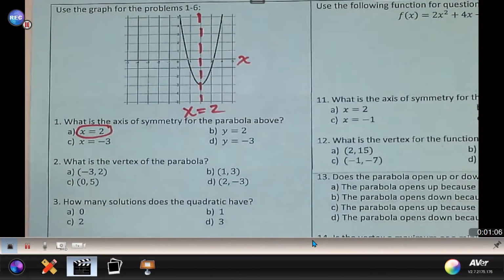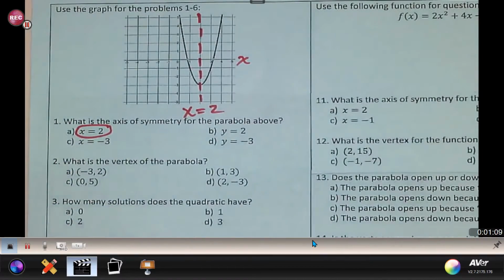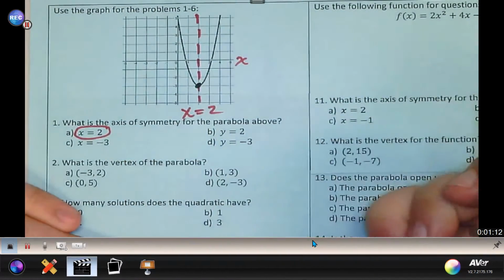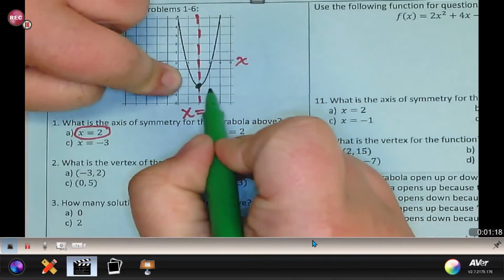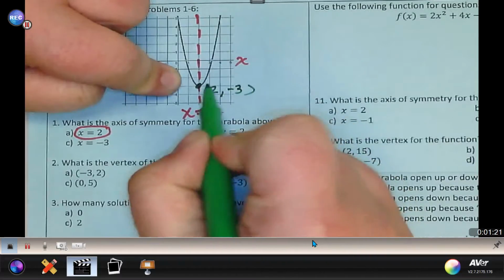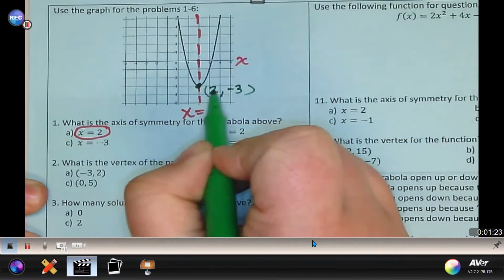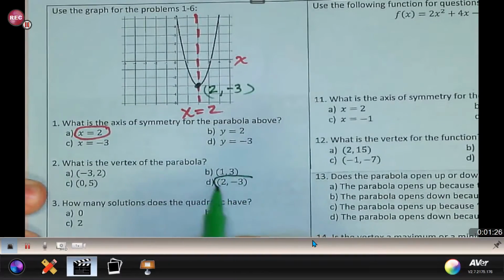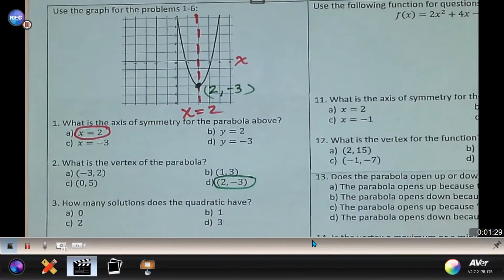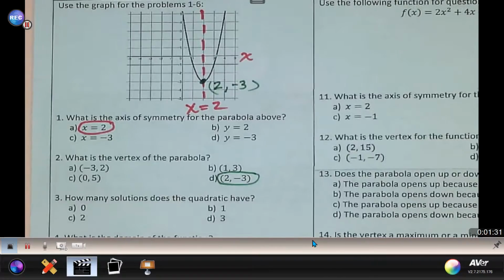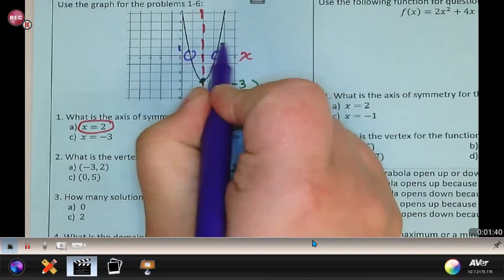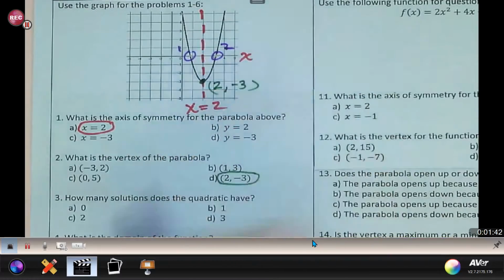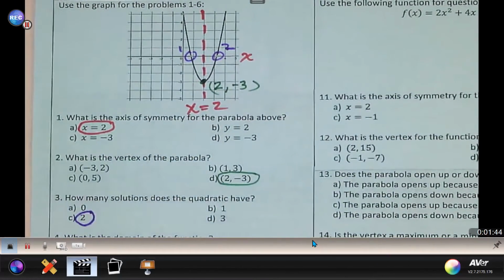Then it says what is the vertex of the parabola. Well, that's either the highest or lowest point. So that is the lowest point because it goes up like a smiley face. And that is (2, -3). On the x-axis it's 2, on the y-axis it's negative 3, so it's this point here. How many solutions does the quadratic have? Well, the number of solutions is the same as the number of x-intercepts. If you look here, there are 1, 2 x-intercepts, so that means there are 2 solutions.